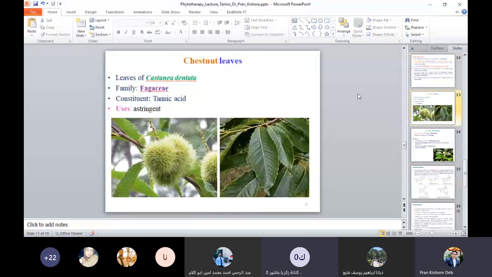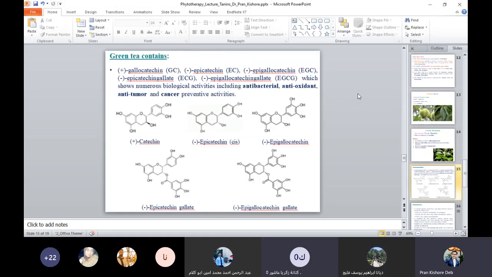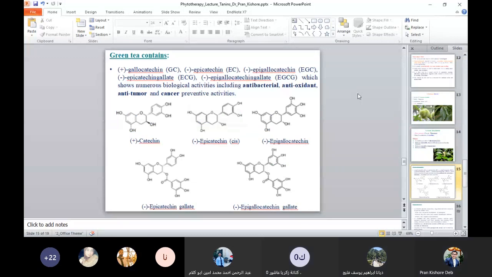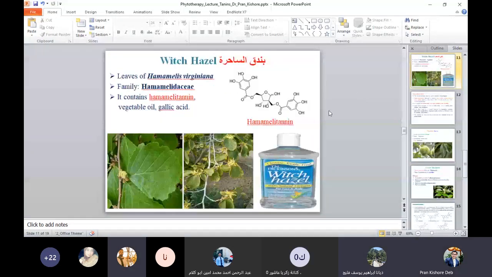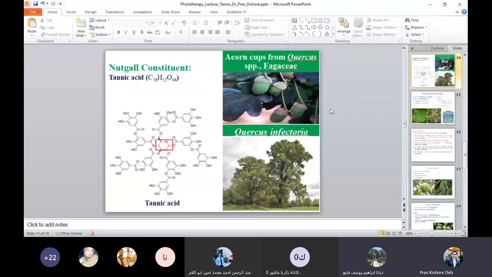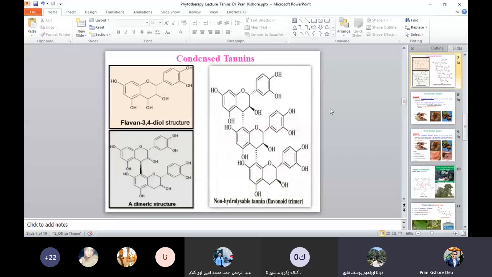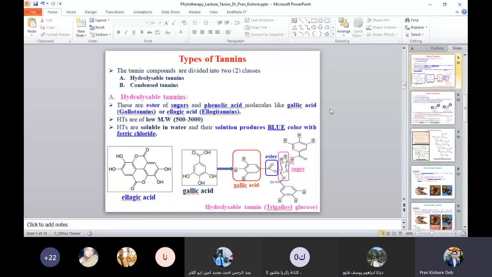Three examples. What are those? The hamamelitannin. Okay. Hamamelitannin and tannic acid. Yeah, mainly two. Okay, tannic acid, hamamelitannin. And here is one, of course, trigalloyl glucose. Trigalloyl glucose because it has three gallic acid, that's why trigalloyl, okay, which is attached to one sugar, that is glucose.